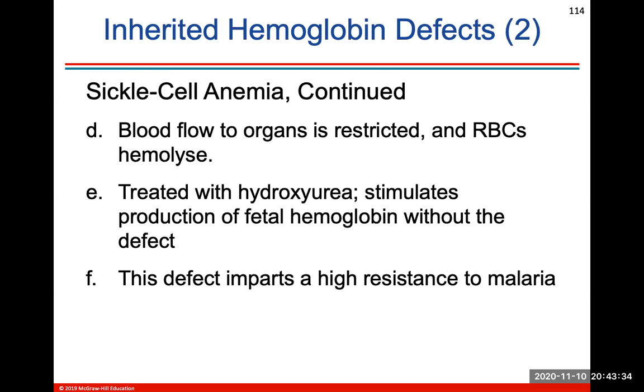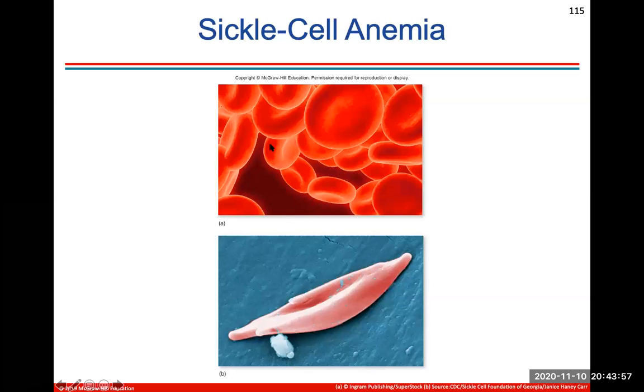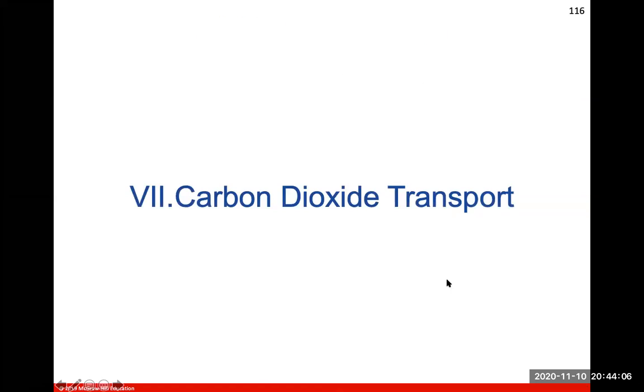Sickle cell anemia, more about it. Blood flow to organs will be restricted. Red blood cells will eventually hemolyse or split apart. It's treated with hydroxyurea, which will stimulate the production of fetal hemoglobin without the defect, and this defect will impart a high resistance to malaria. So many people with sickle cell anemia will be resistant to malaria. Here's a look at a normal red blood cell and a sickle cell red blood cell, flattened, not as capable of carrying oxygen in its hemoglobin.